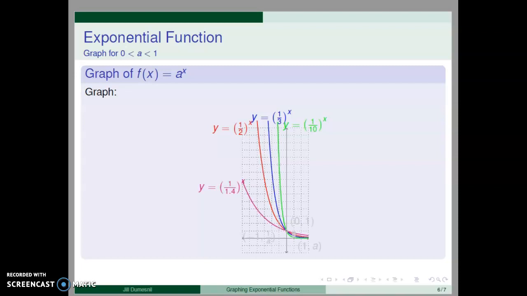If we graph y equal 1 over 1.4 to the x power, we see that the graph is flatter for negative x values and a little steeper for positive x values. In all of these graphs, we have the points 0, 1, 1, a, and -1, 1 over a on the graph.